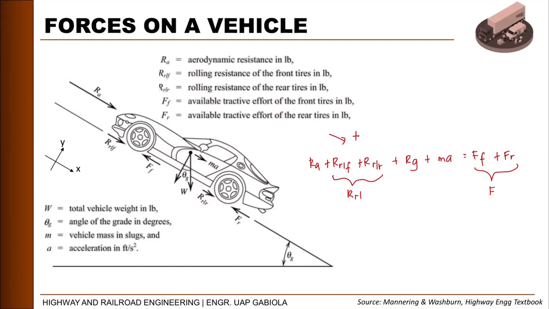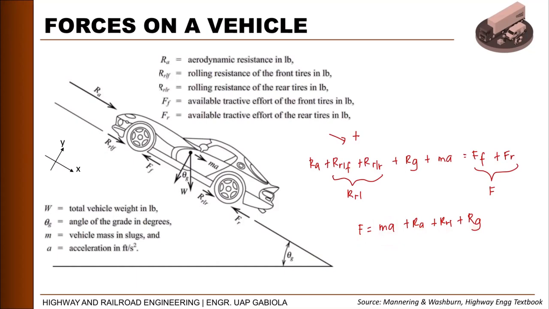So, simplifying this formula, we have F is equals to yung ating inertia, plus the aerodynamic force, plus our rolling resistance, plus our grade resistance. So, this is the main formula for our vehicle performance. Okay, so that is just the summation of the forces along the x-axis. Okay, so each component or each item dito sa formula natin, may kanya-kanyang formula or ways on how to calculate that.